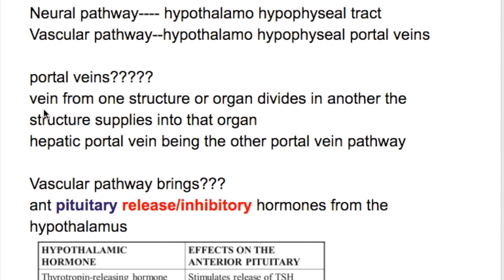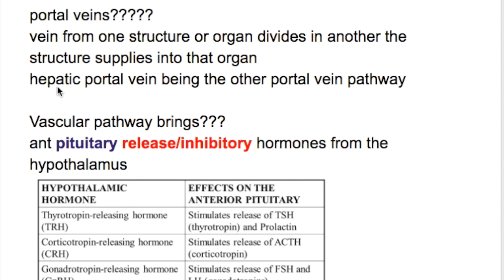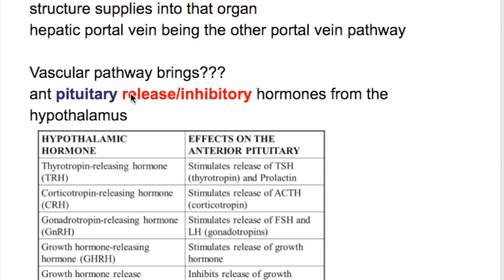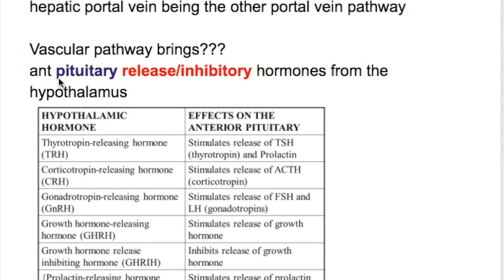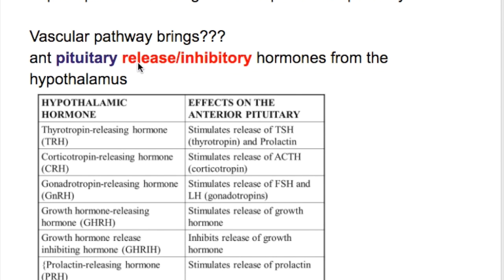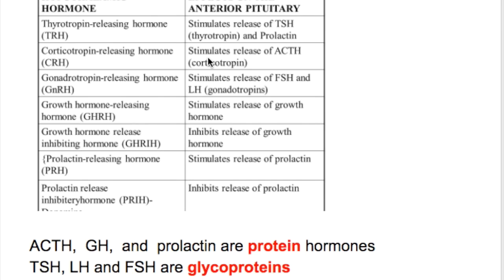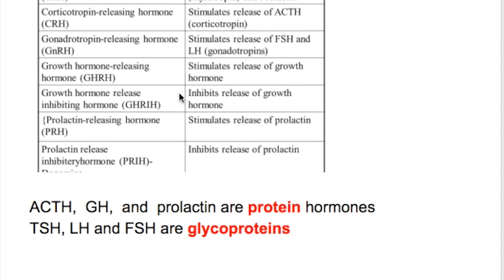And what's a portal system? The vein from one structure or organ divides in another structure and supplies that organ, the hepatic portal vein being the other portal vein pathway. And what does the vascular pathway bring? The portal system of veins brings the releasing and inhibitory hormones from the hypothalamus to the anterior pituitary.